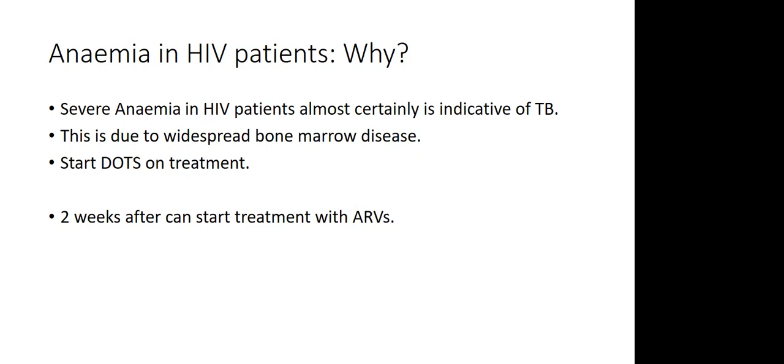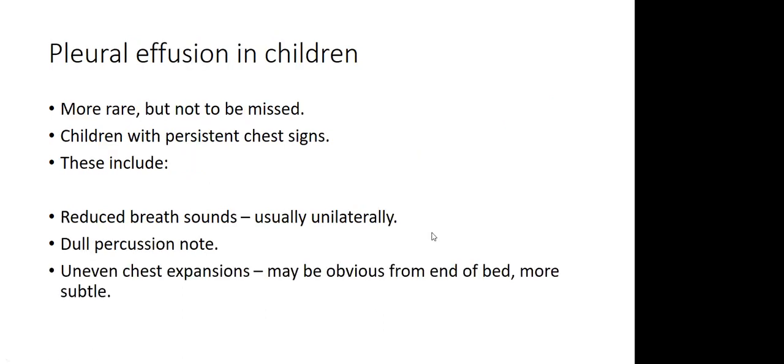Yep, so two things. The other thing as well is reduced breath sounds when you're listening, usually on one side. So you're absolutely right, uneven chest expansions. You may even see that in an older child from the end of the bed. When you're doing chest expansions in a child, it's a similar way to how you do it for an adult. You have your two thumbs on the sternum, you rest your hands as the child's breathing in, and you just see if your thumbs are expanding equally.